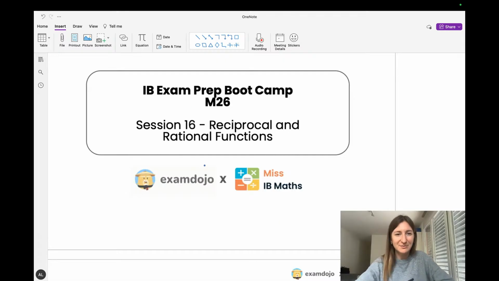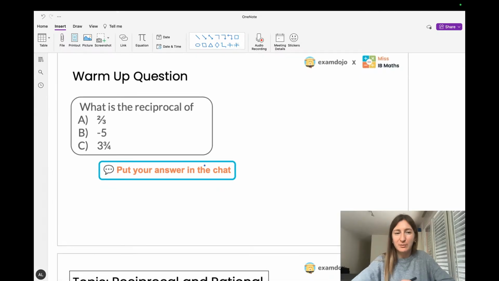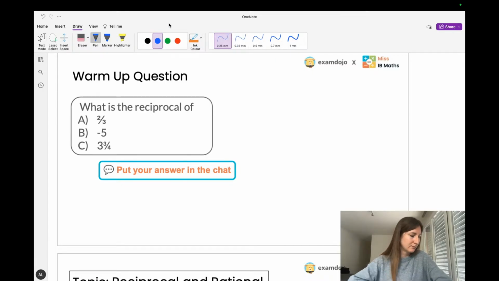So welcome to our session on reciprocal and rational functions. So to warm up a little bit, could you please tell me what is the reciprocal of these numbers, A, B, and C? Please put your answer in the chat. Any ideas?